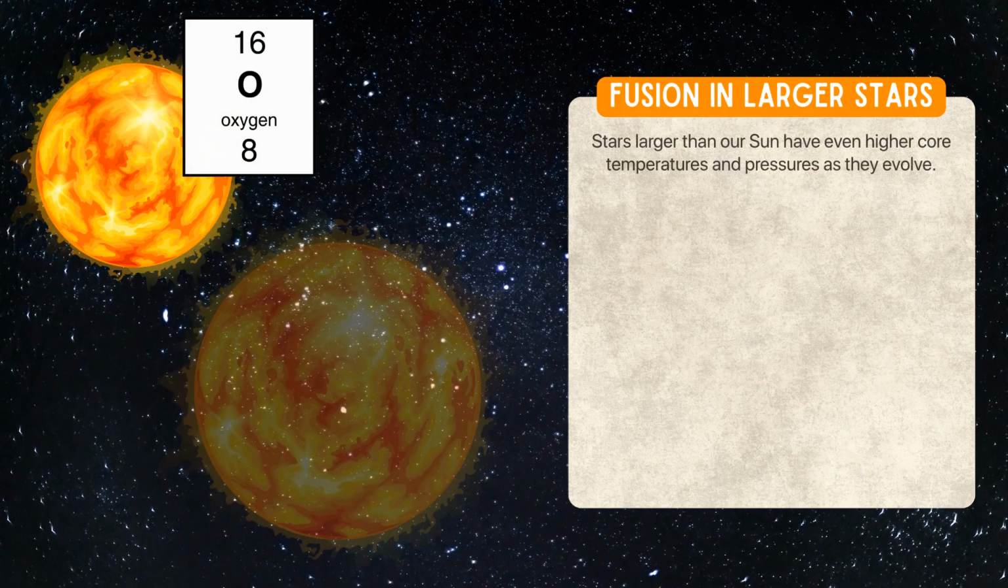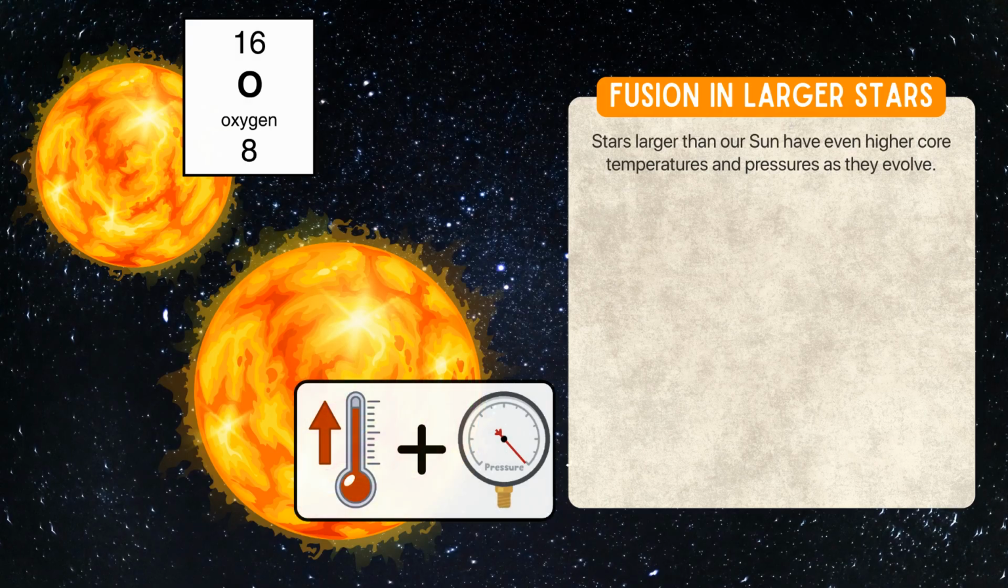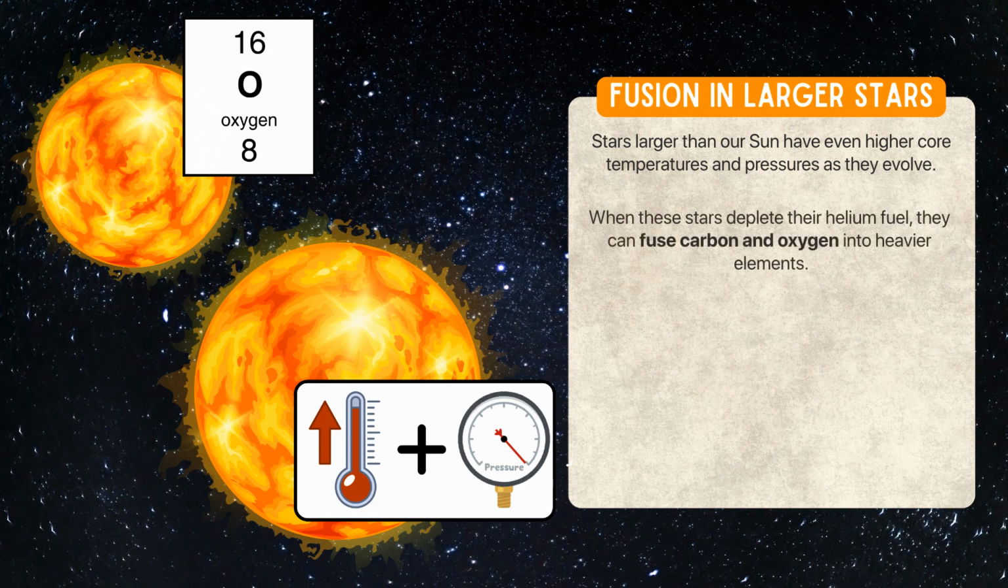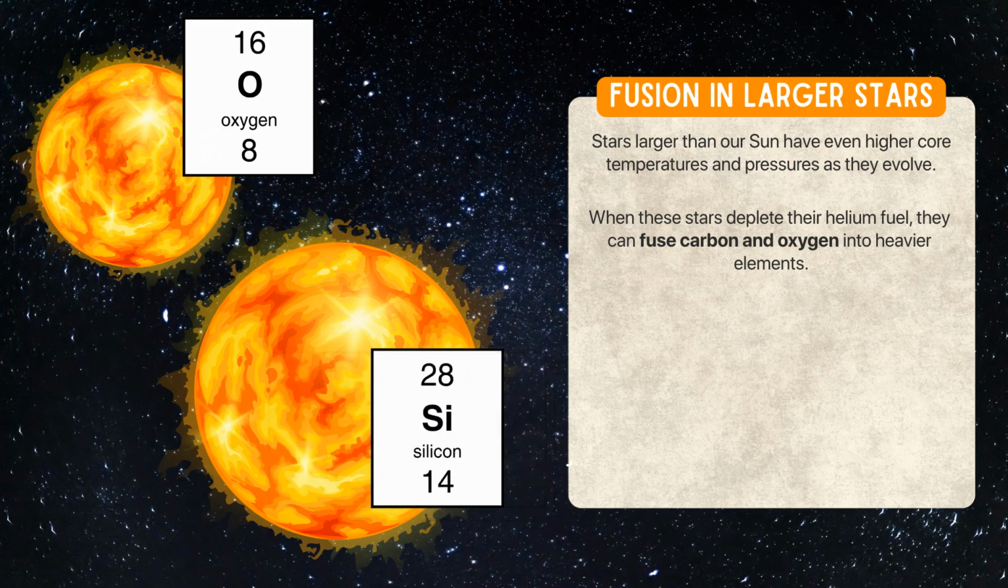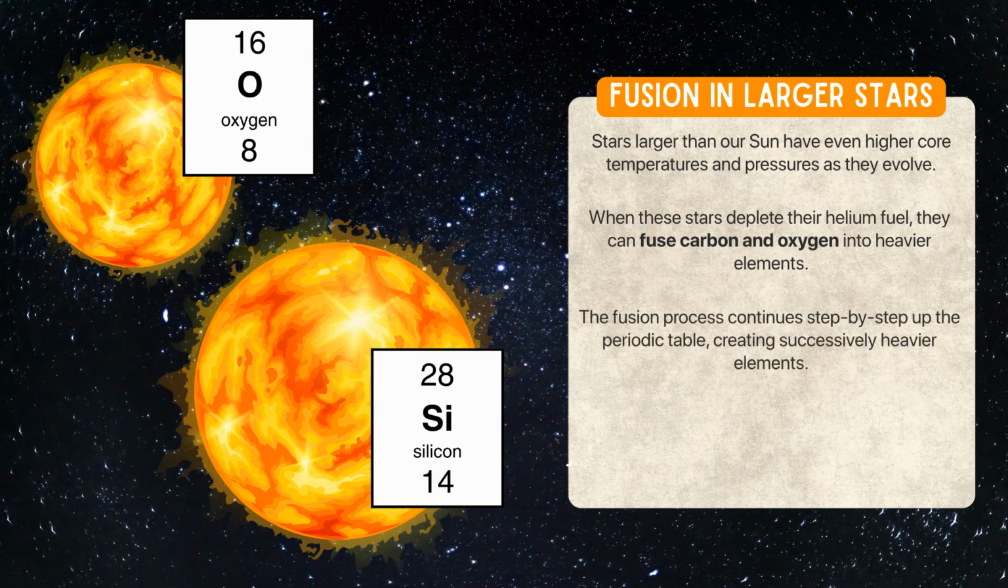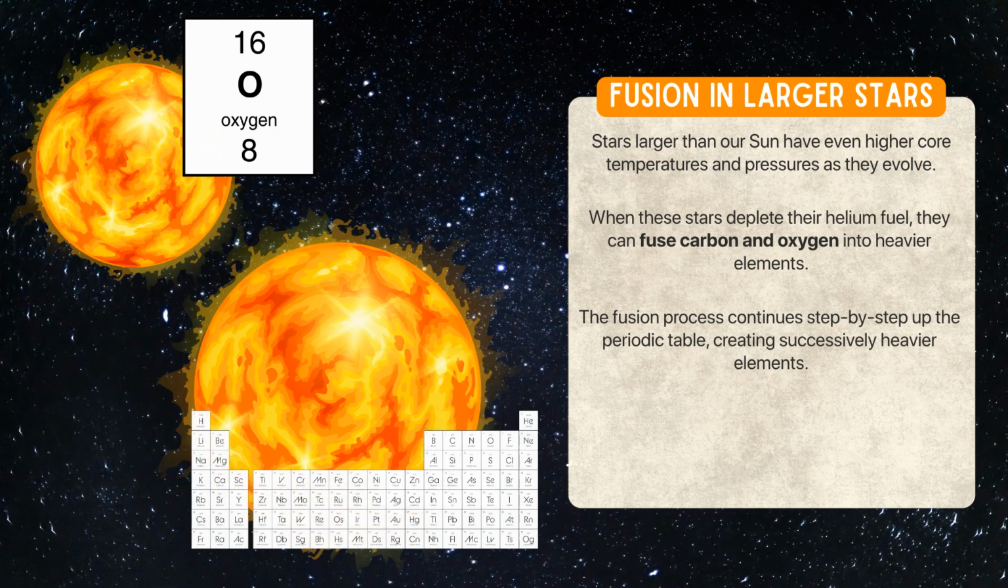However, stars larger than our Sun have even higher core temperatures and pressures as they evolve. When these stars deplete their helium fuel, they can fuse carbon and oxygen into even heavier elements. For instance, carbon fusion can produce neon and magnesium, while oxygen fusion forms silicon. In these massive stars, the fusion process continues step by step up the periodic table, creating successively heavier elements.